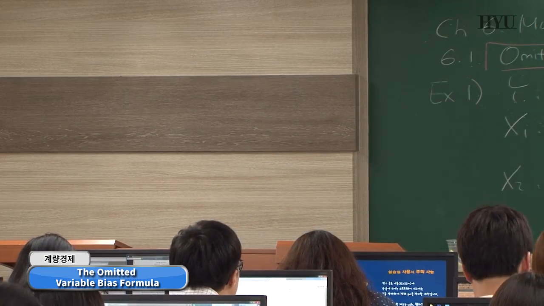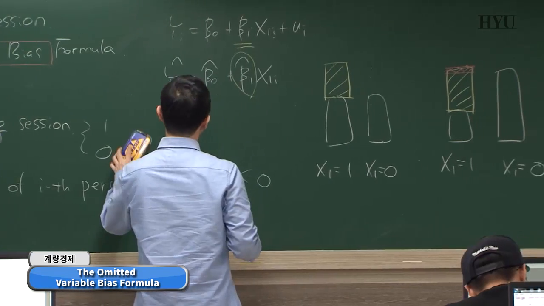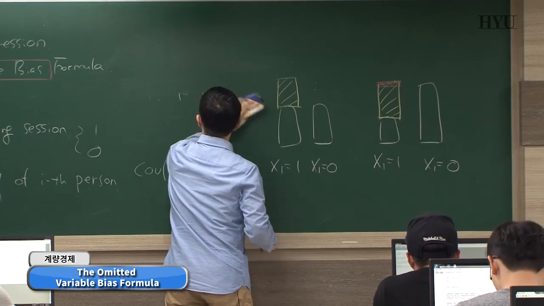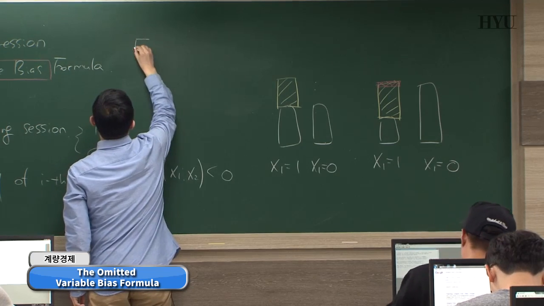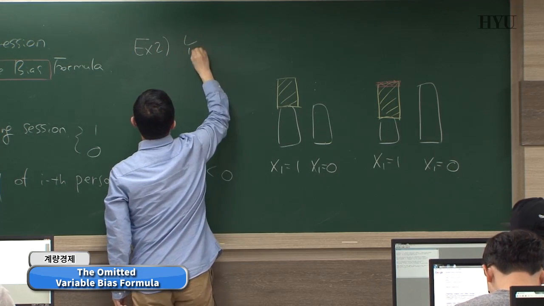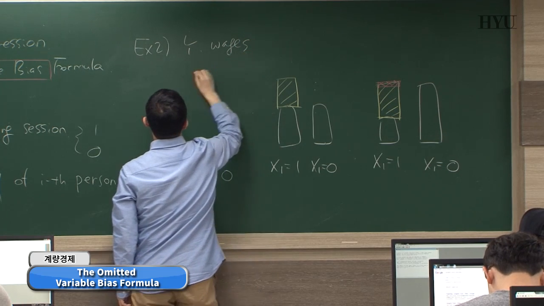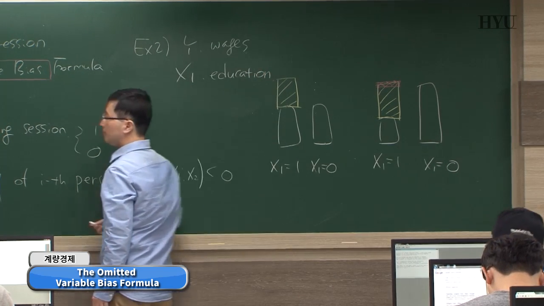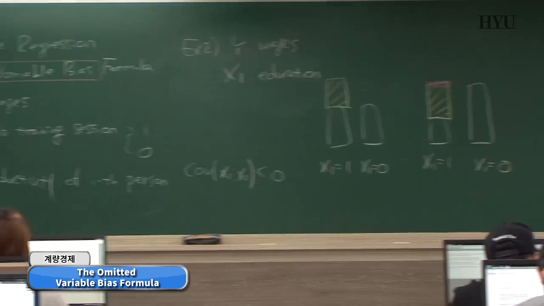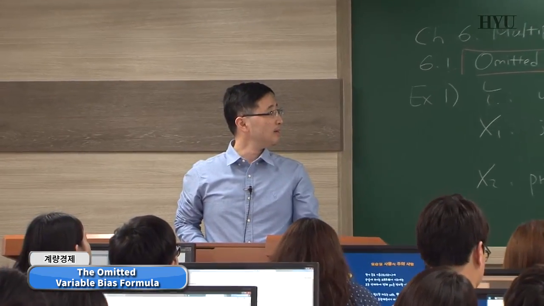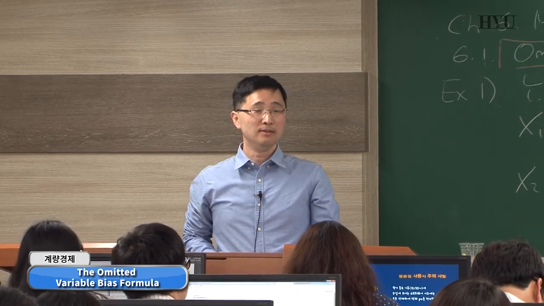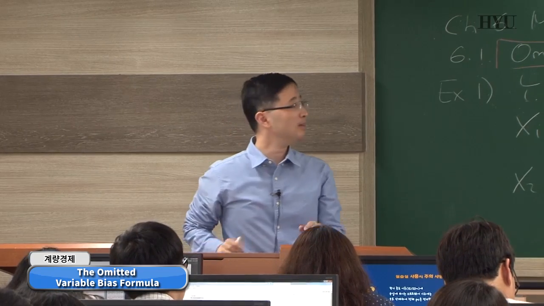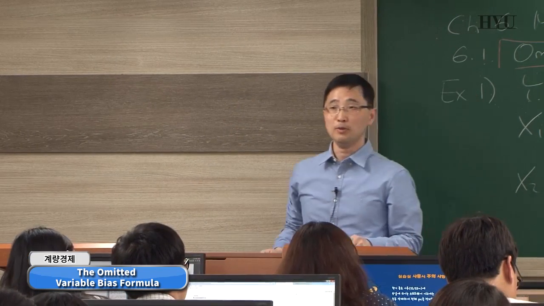Okay, let me give you another example. Can I erase this? Maybe just erase this. Now, one of the very common equations in economics has wages on the left-hand side and education on the right-hand side, and you would like to measure the effect of education. Okay? So everything kind of looks smooth.